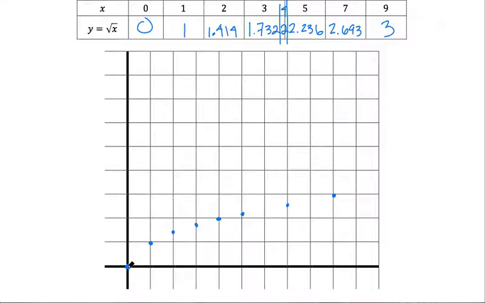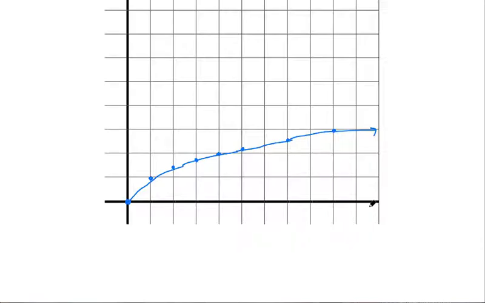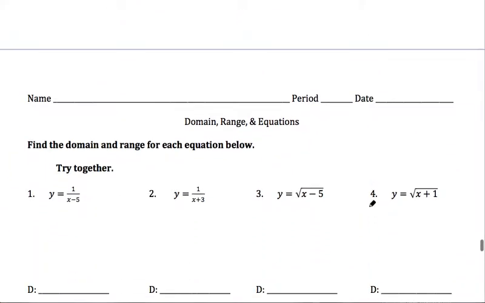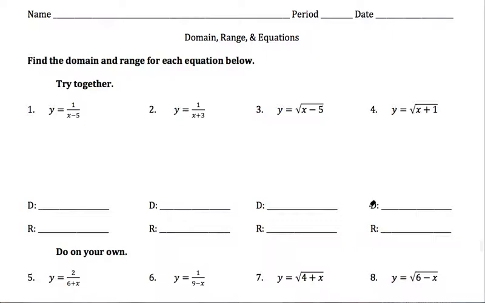So this graph looks curved, and it kind of grows flatter as we go this way. And so that's the graph of the square root function. So let's go look at some examples about what you might be asked to do in terms of domain and range in your homework. So here's a few that we're going to try together.